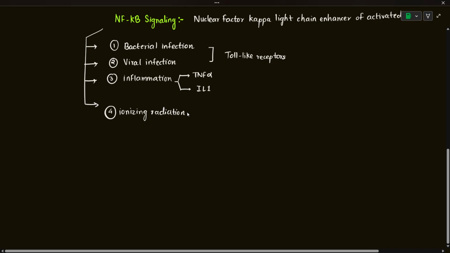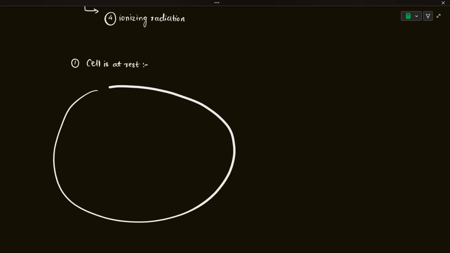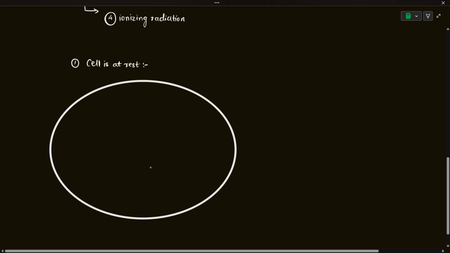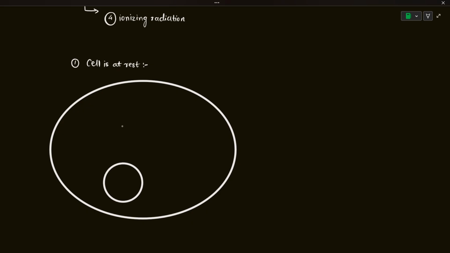So we are going to discuss two scenarios: where the signal is absent, meaning when those stress conditions are absent in the cell and the cell is at rest, and when those stress conditions are there, what happens to NF-kB. First, the condition where the cell is at rest. In the cytoplasm, let's assume that this is a cell. So inside the cell, there exists a nucleus, right?